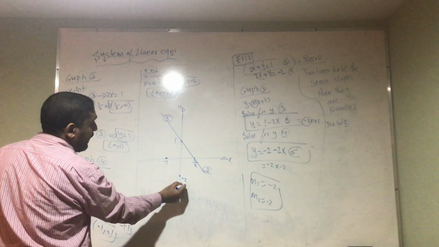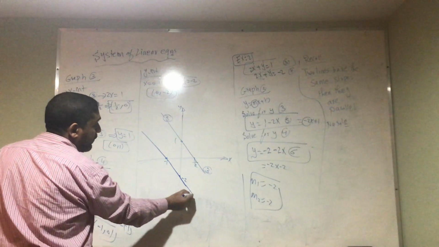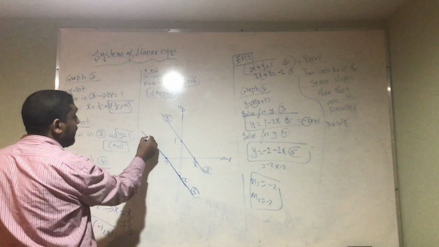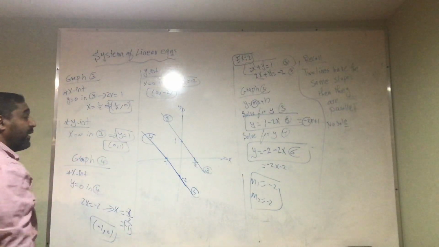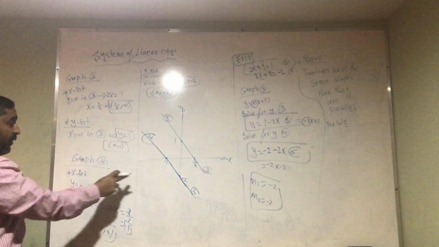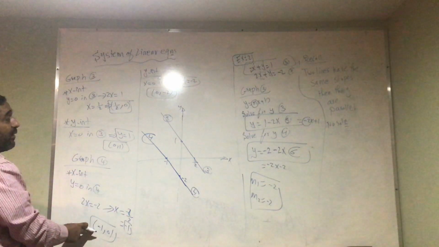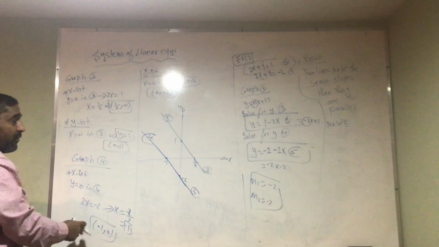Then I connect them like this. All right? So I write here equation number 4 and here number 4. So that is represent number 3, just both x-intercept to y-intercept. And likewise for graph number 4, both x-intercept to y-intercept. So what's going on here?